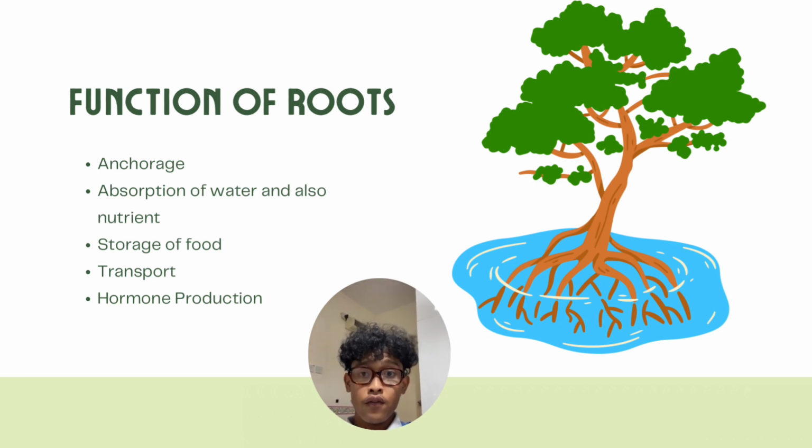And then there is the storage of food. Some roots store extra food, mainly in the form of starch. Examples include carrots, sweet potatoes, and beets. And then it is for transport. Roots transport water and nutrients from the soil to the stem and leaves through the xylem tissue. And then it is for hormone production. Roots produce plant hormones like cytokinins and gibberellins that regulate growth and development.